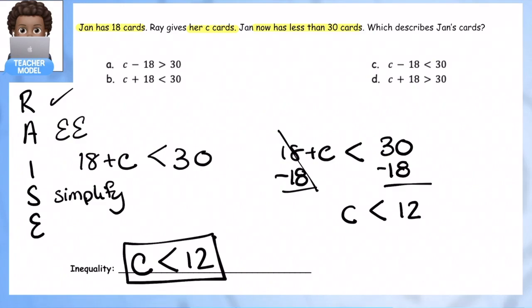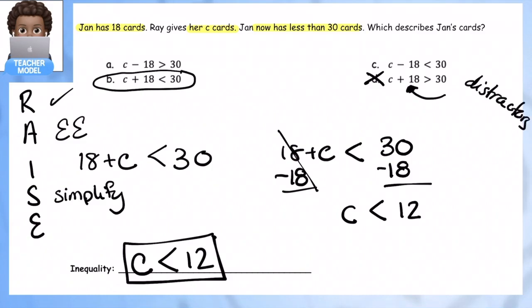So let's see which matches, and I don't see C is less than 12, but I do see our original 18 plus C is less than 30. So that one does work. Which one was our distractor? Right over here, where we said this would mean she has more than 30 cards. So that's our distractor. Has the same terms and everything. And the other two are just incorrect because she is being given cards, not taking away cards. So A and C would be eliminated. Hit pause and jot this down.